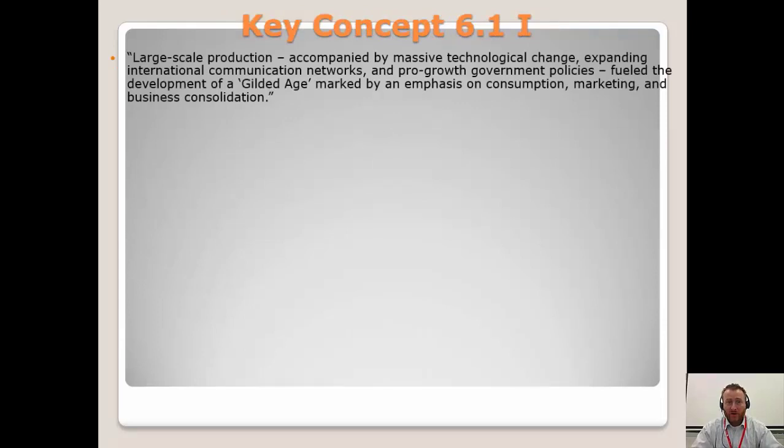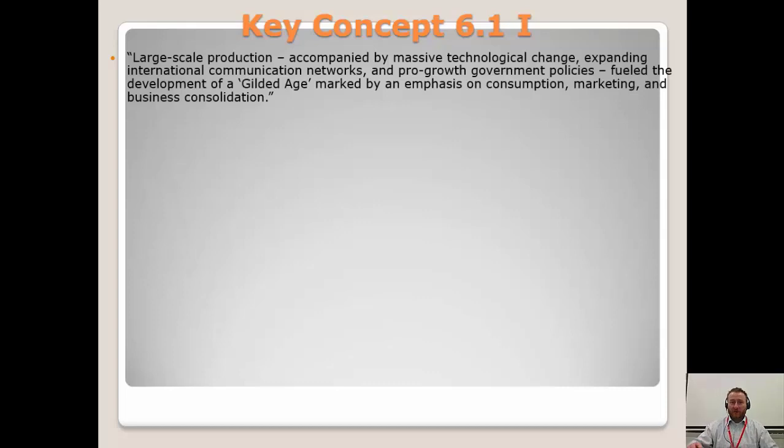Alright, Roman numeral 1 for 6.1. Large-scale production accompanied by massive technological change, expanding international communication networks, and pro-growth government policies fueled the development of a Gilded Age, marked by an emphasis on consumption, marketing, and business consolidation.